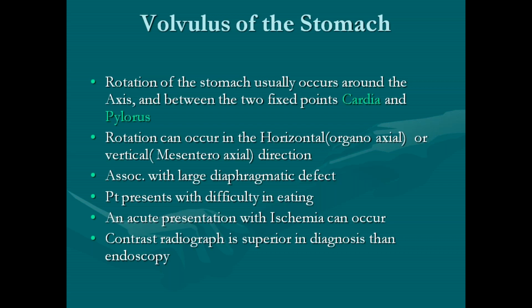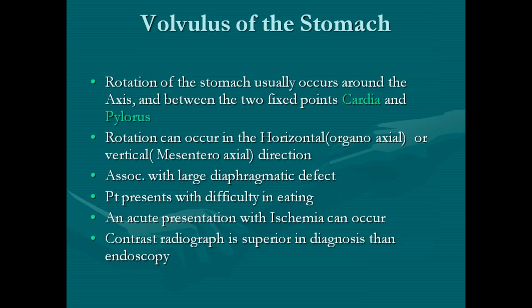So what do you mean by volvulus? It is rotation of the stomach around its own axis. There will be two fixed points, one at the cardia, the other at the pylorus. Around these two fixed points, the stomach is rotating on itself. So this rotation can occur either horizontally, that is organoaxial, or vertically, that is mesenteroaxial.